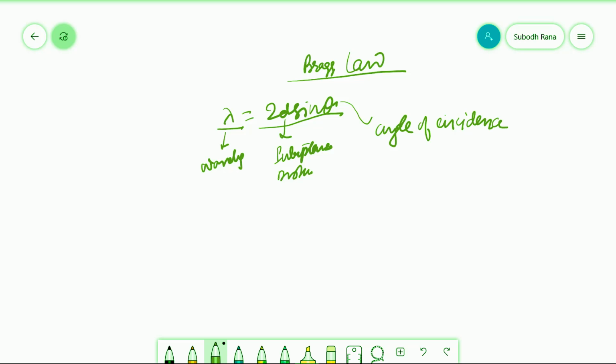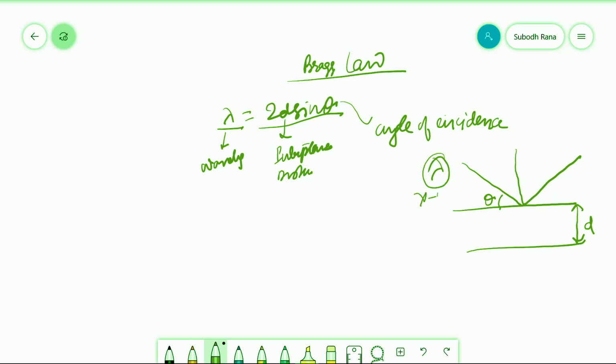If you draw the schematic, you can see here this is the plane, and this is the interplanar distance d, and this is your normal, and this is the angle of incidence, and the wave of wavelength lambda. This is the X-ray, and this is your reflected or diffracted beam.